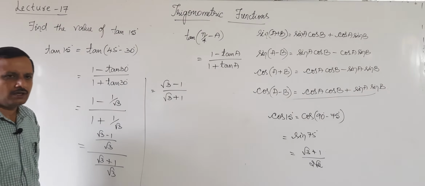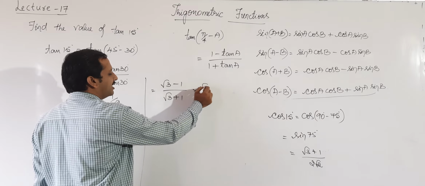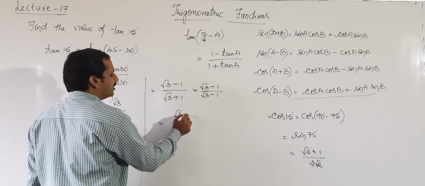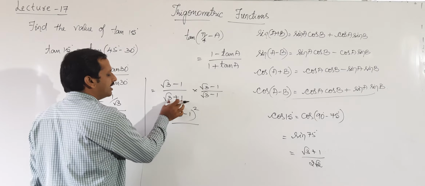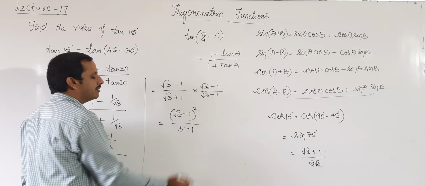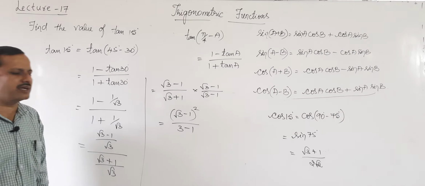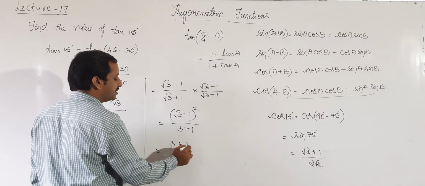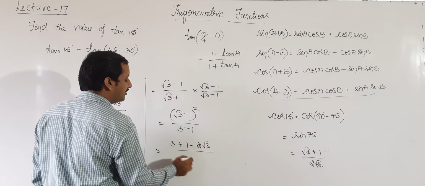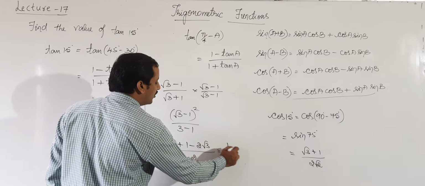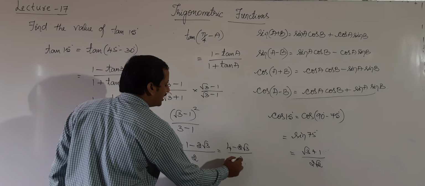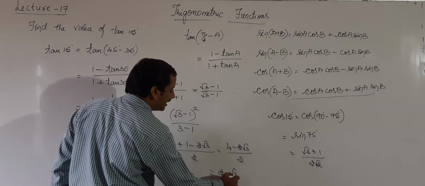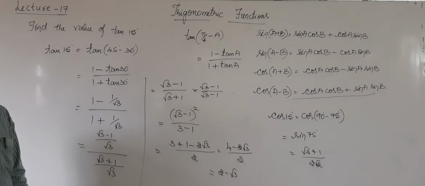Right? Okay, let us rationalize the denominator now. So I am multiplying and dividing by root 3 minus 1. Numerator will be root 3 minus 1 whole square. Denominator, a plus b into a minus b, that is a square minus b square. Root 3 whole square, that is 3, minus 1 square, that is 1. Expand this, a square plus b square minus 2ab, divided by 2. So 4 minus 2 root 3 divided by 2. Take 2 as common and cancel, we get 2 minus root 3. Okay, this is tan 15 degree.